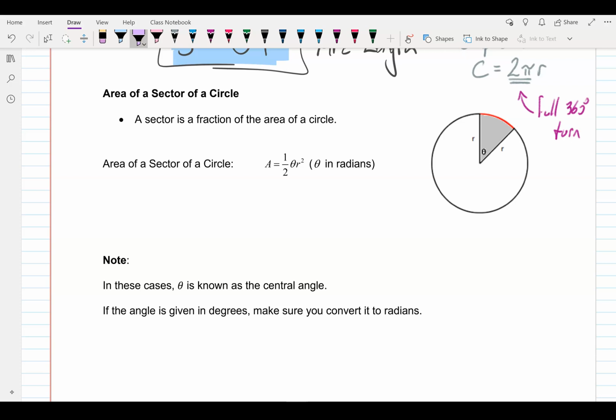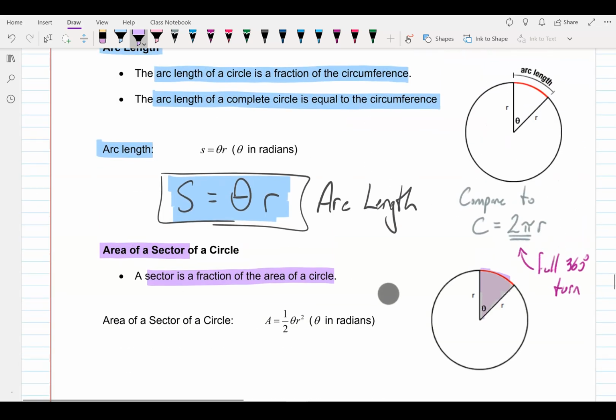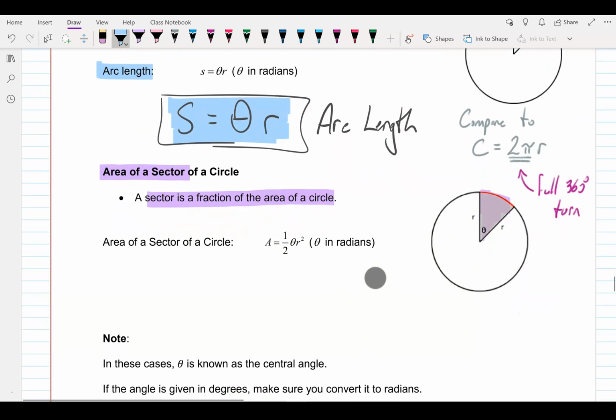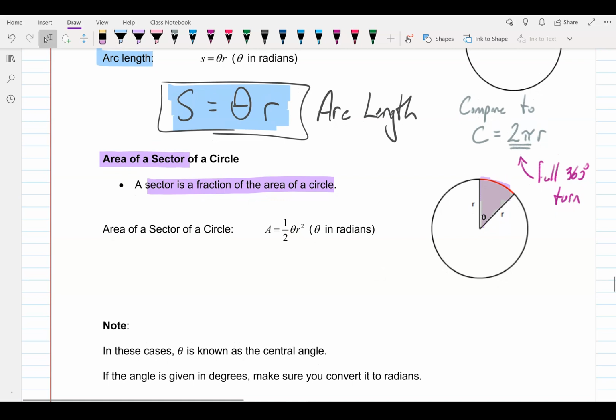The area of a sector of a circle, a sector is a fraction of the area. So the whole area of this circle would be pi r squared. The sector is a fraction of pi r squared. So we can just say it's this little piece of the pizza there. Just like the arc length was the length of a certain arc, the area of a sector, we take a section of the circle, and that's the area that we're dealing with. Maybe that's self-explanatory, but I wanted to mention it.